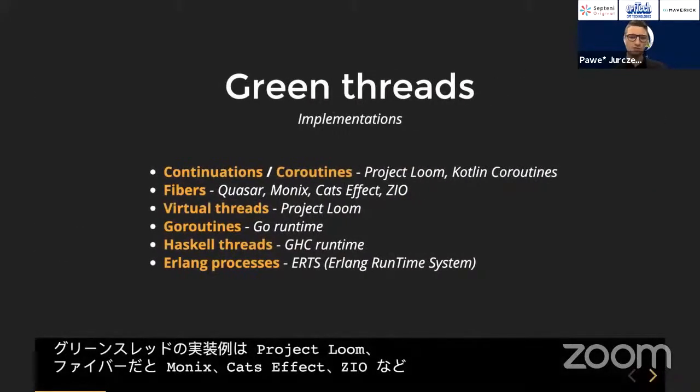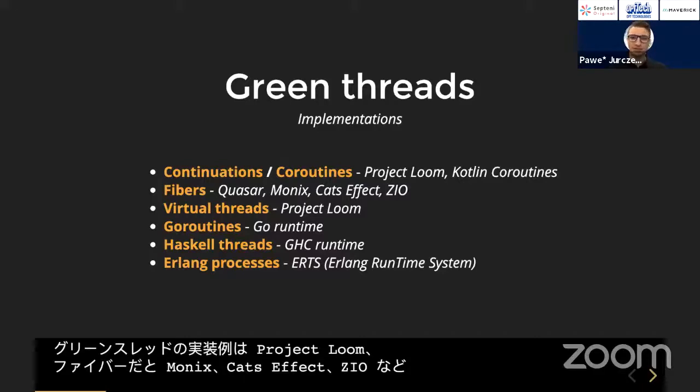Okay, so when it comes to concrete implementations of green threads, we have many of them across many different languages. We will not go into details. We will not compare them because the idea behind them is exactly the same. They differ only in implementation details. For example, outside of the JVM platform, we have goroutines in Go. We have Haskell threads in Haskell, and we also have Erlang processes in Erlang. They are called processes and not threads because they don't share memory. They communicate solely by message passing.